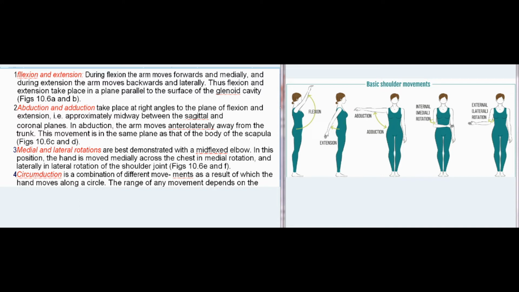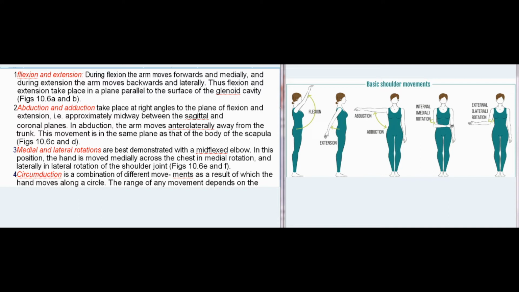Medial and lateral rotations are best demonstrated with a mid-flexed elbow. In this position, the hand is moved medially across the chest in medial rotation, and laterally in lateral rotation of the shoulder joint, Figs 10.6e and f.